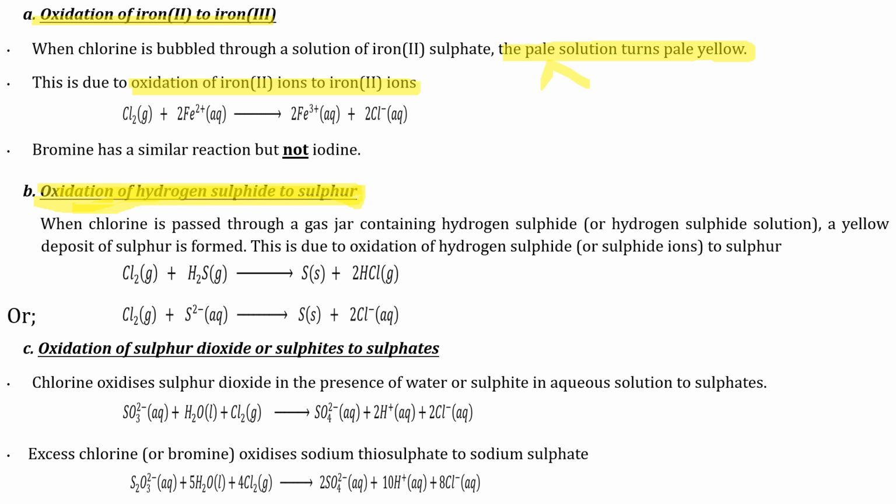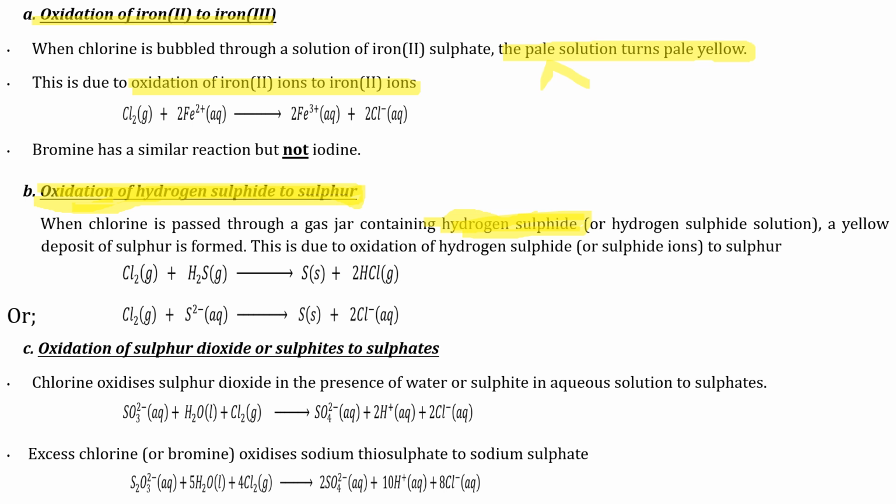So we are saying that when chlorine is passed through a gas containing hydrogen sulfide, take note that this is a gas, or sometimes it can be a solution. It becomes a solution when we dissolve hydrogen sulfide in water, just like I explained for the case of hydrogen fluoride gas. When hydrogen fluoride gas is dissolved in water, it forms hydrofluoric acid. When hydrogen sulfide gas is dissolved in water, it will form hydrogen sulfide in a solution state.